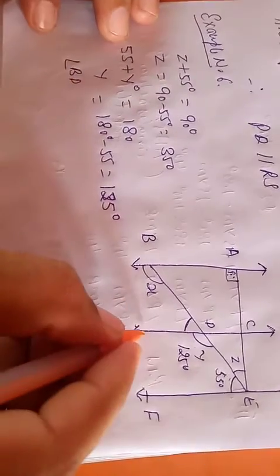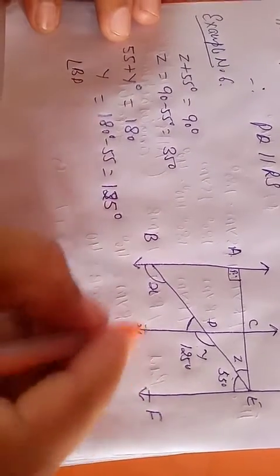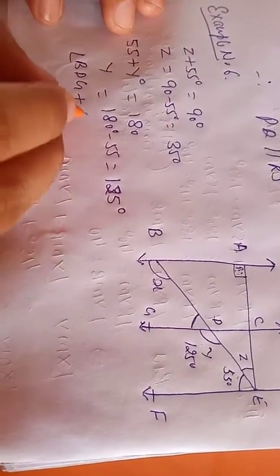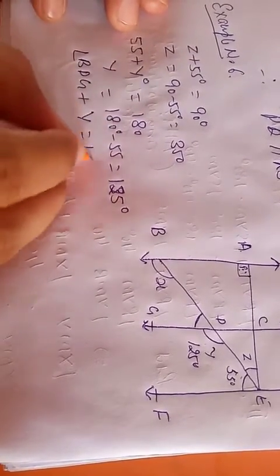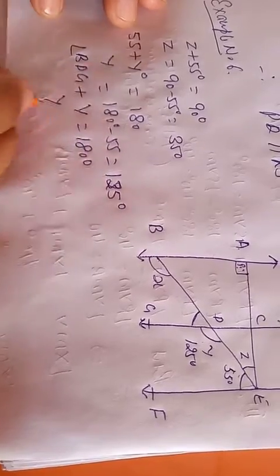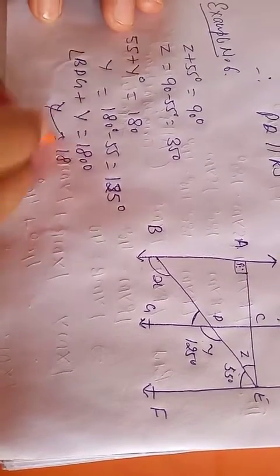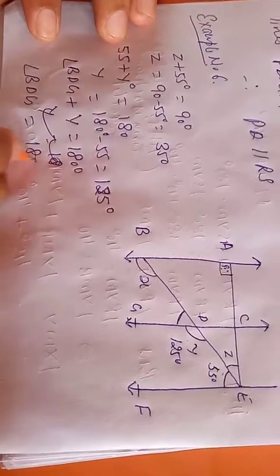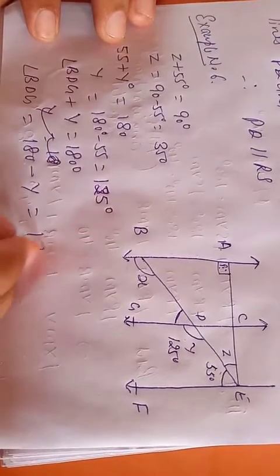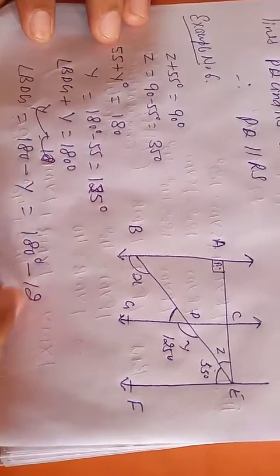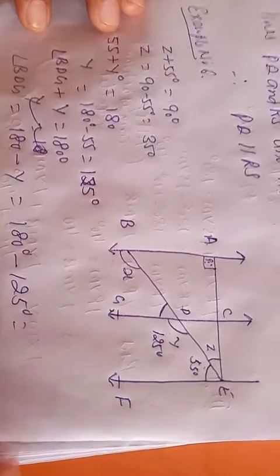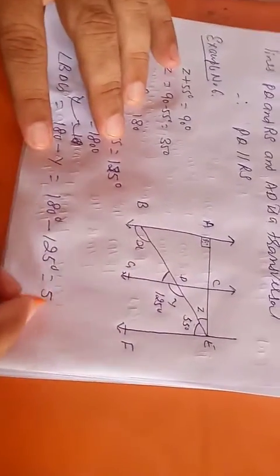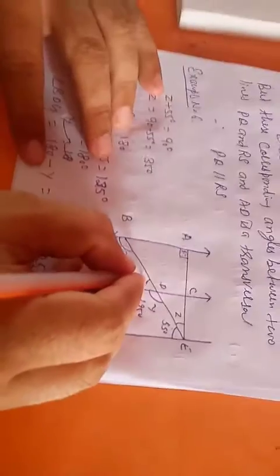BDG, you can say, plus y is equal to 180 degree. So angle BDG is equal to 180 degree minus y. 180 degree minus 125 degree. How much? 55 degree. So this angle is 55 degree.